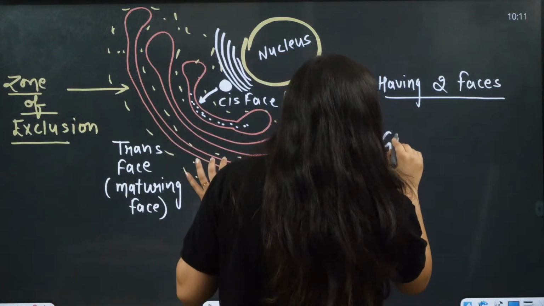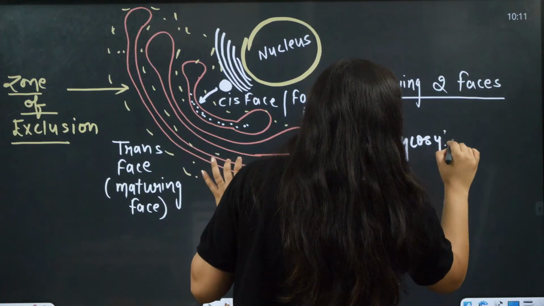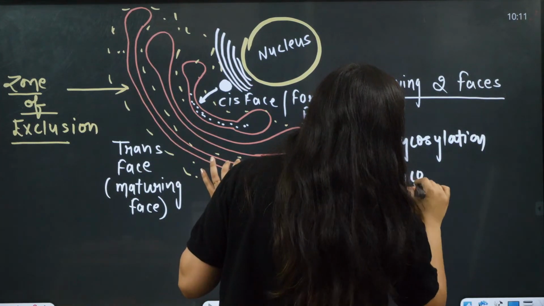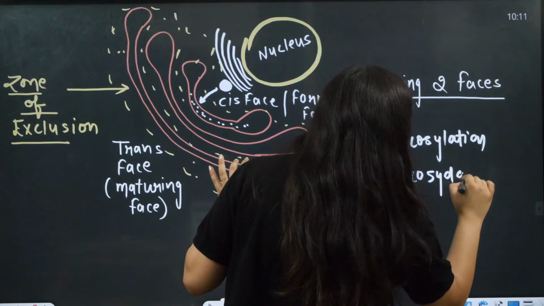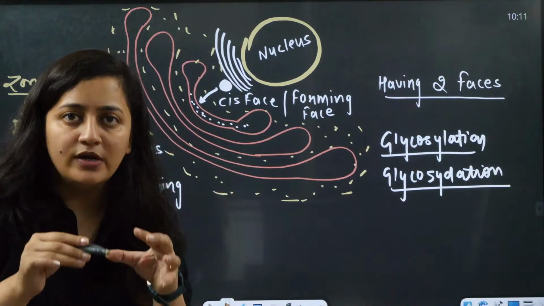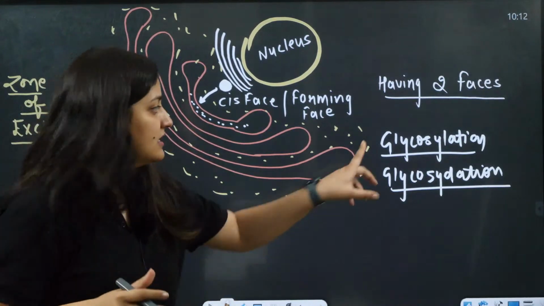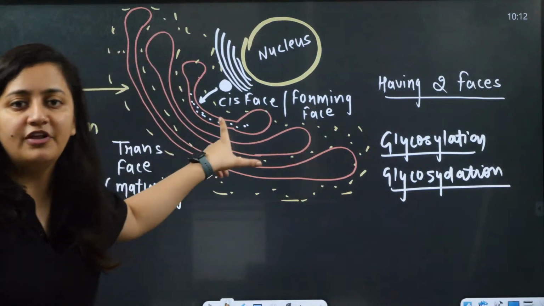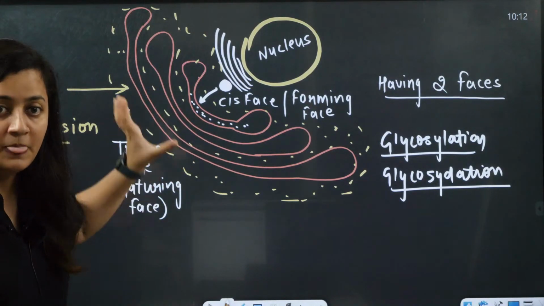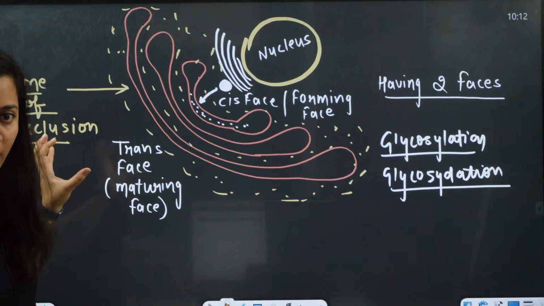Glycosylation will occur in the Golgi apparatus. Glycoproteins and glycolipids will form here in the Golgi apparatus. Basically there will be the modification. Are you getting my point?